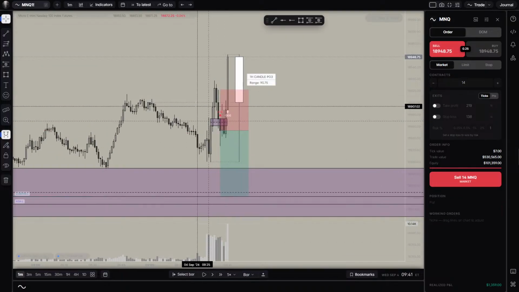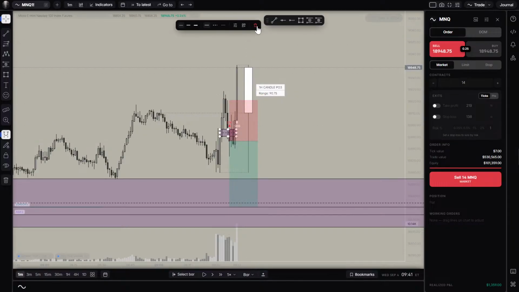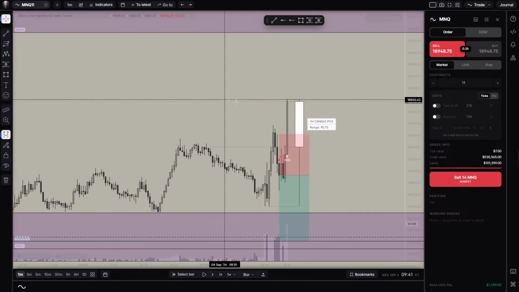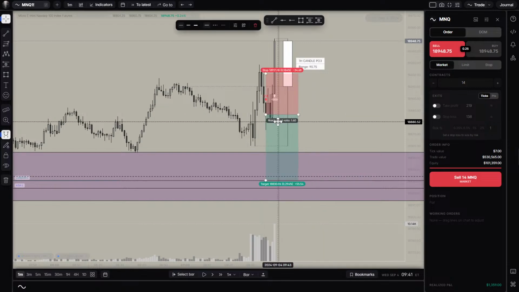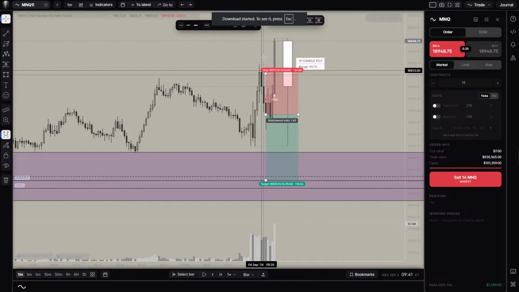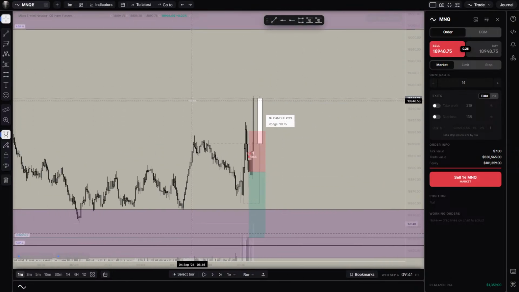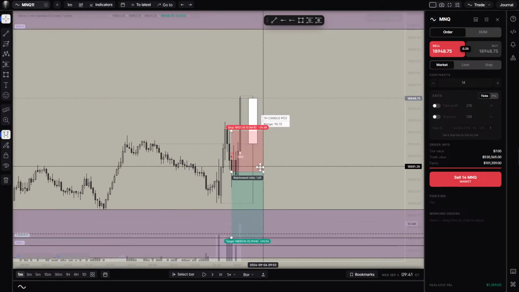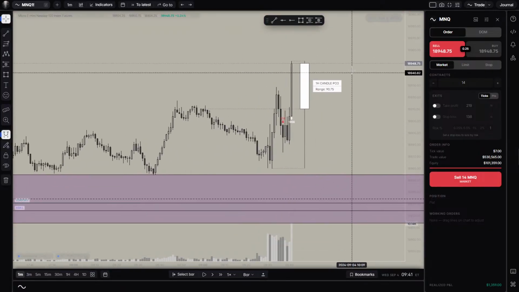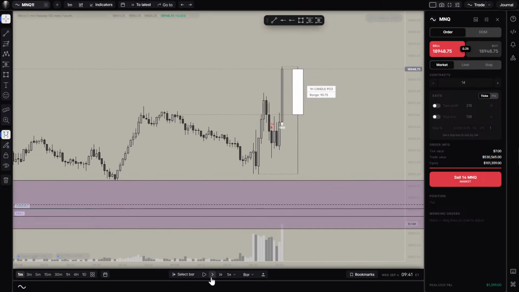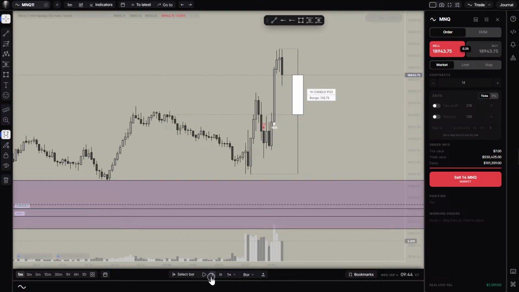Okay, no, we get a loss. Let's see how the price moves. This is a loss. Let's mark it, guys. Let's see how the price moves.